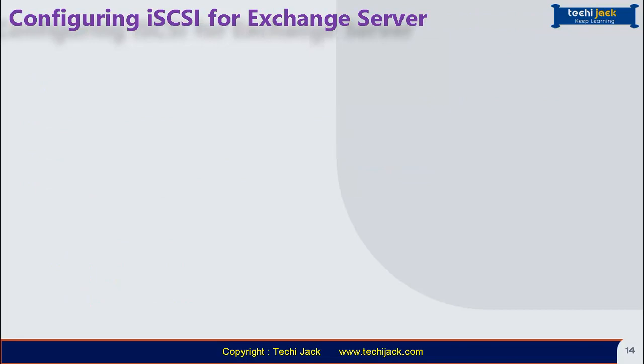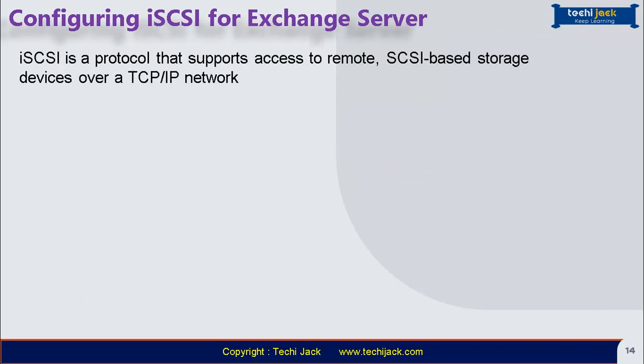Configuring iSCSI for Exchange Server. iSCSI is a protocol that supports access to remote SCSI-based storage devices over the TCP/IP network, and an iSCSI SAN deployment includes an IP network. You can use standard network interface adapters and standard Ethernet protocol network switches to connect the server to the storage devices. To provide sufficient performance, the network should provide a speed of at least 1 Gbps, and you should provide multiple paths to the iSCSI targets.